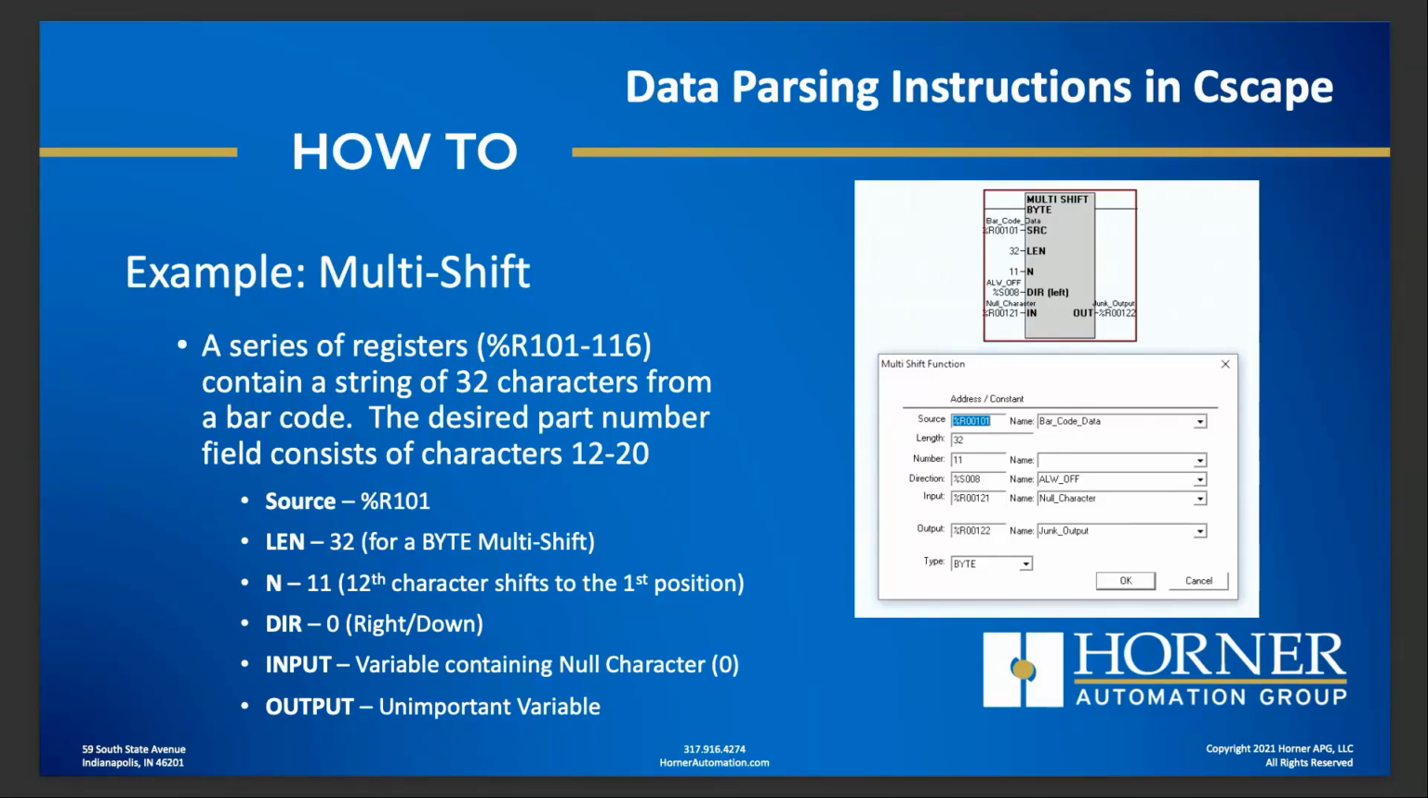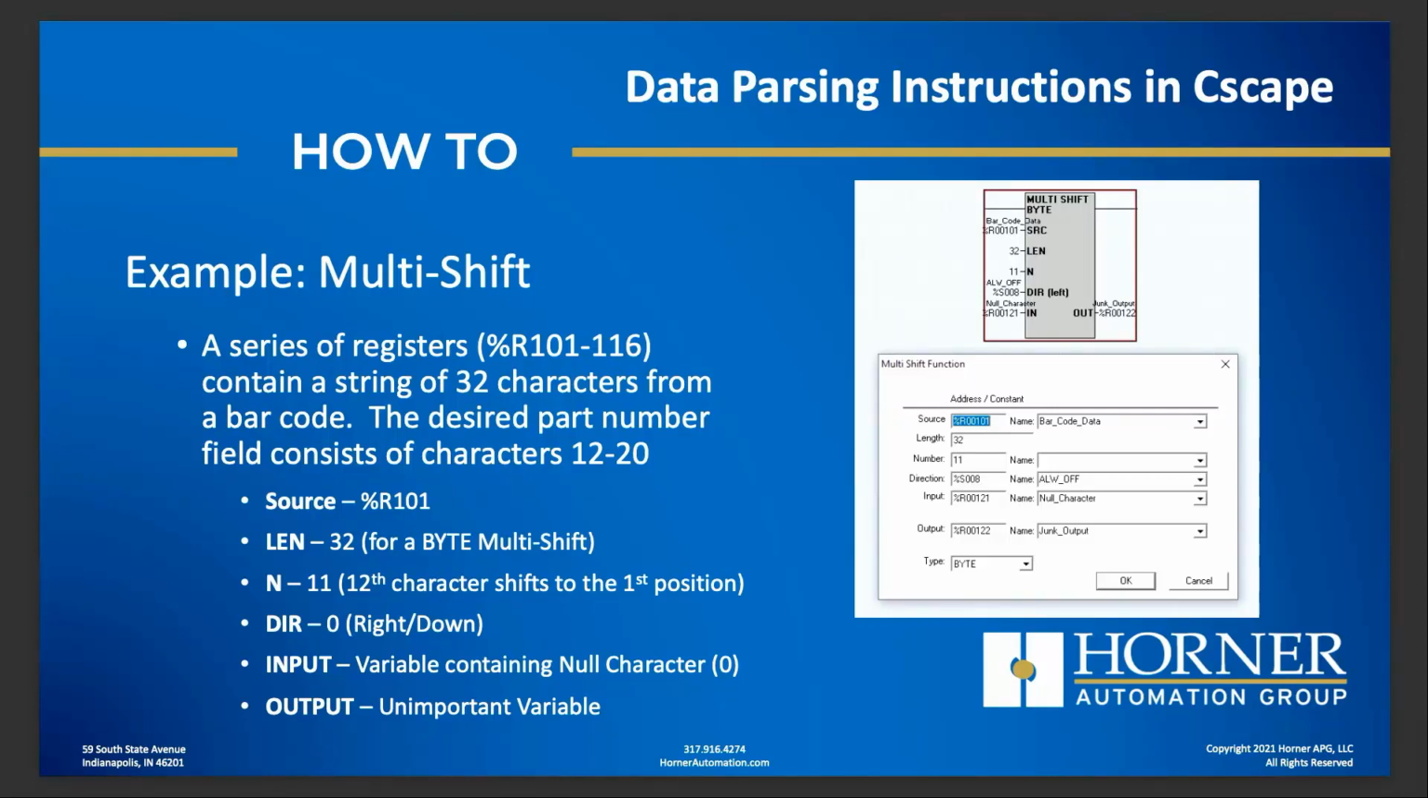Now, which direction do we want to go? We could make it work either way, but in my case, I typically like to move the data I'm interested in down to the first position. So therefore, I'm going to assign always off, or a binary value of 0, to the direction.